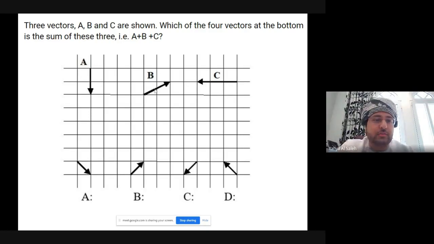Let's see if we have understood. This is what we call a PI question, a mid of the class question. We have three vectors, A, B, and C, which are shown. Which of the four vectors at the bottom is the sum of these three? If I do A plus B plus C. I'll give you a minute, just try to figure it out. Take a look, bear in mind how many squares. This is 2 squares. This is 3 squares. And this is, well, 1.5 squares, give or take.